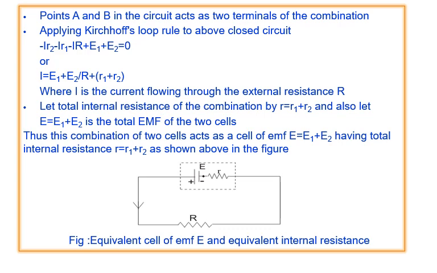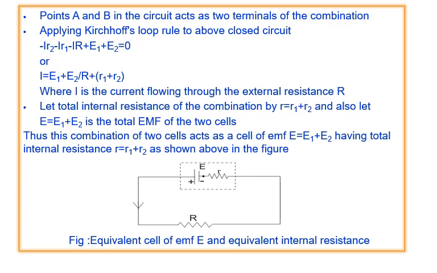Points A and B in the circuit shown in the last slide act as the two terminals of the combination, and if we combine the two cells, then you can redraw the circuit diagram as shown in this slide, with simply E and small r. Here this will represent the combination of the internal resistances r1 and r2, and E represents the equivalent EMF.